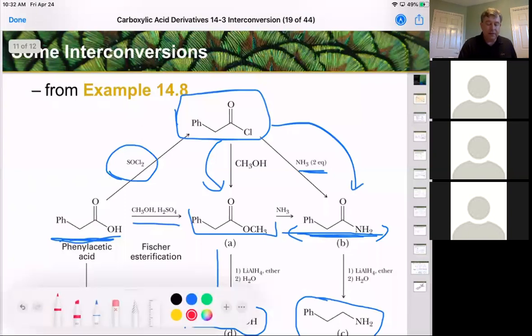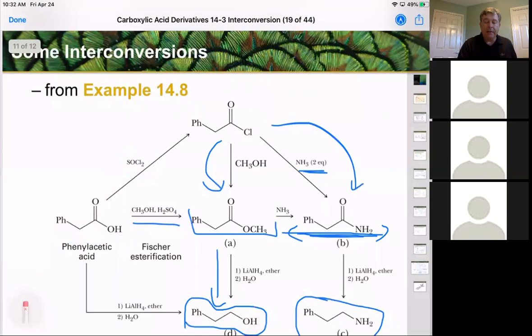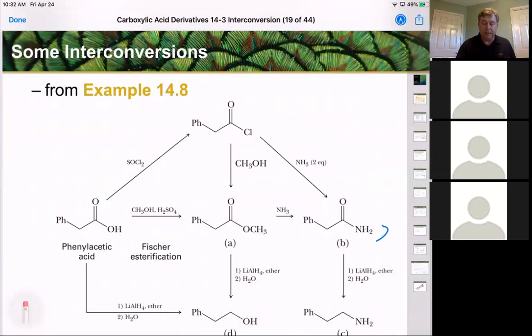And this slide is all about adding to that interconversion chart that we started at the beginning of this set of slides, the idea that we can take our carboxylic acid or our carboxylic acid derivative, in this case phenylacetic acid, and convert it to an acid chloride. We didn't show you how to make an acid anhydride out of it, but you can, okay?